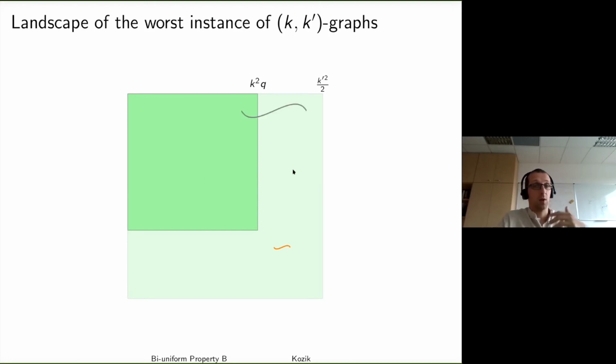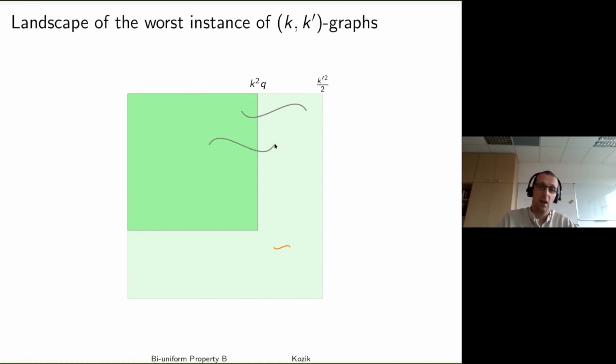So if you take a look at the long edges, it can either have a small intersection with the square, and this is good because it means that somehow this recoloring of short edges has small influence on the colors of this long edge, and we can deal with this.